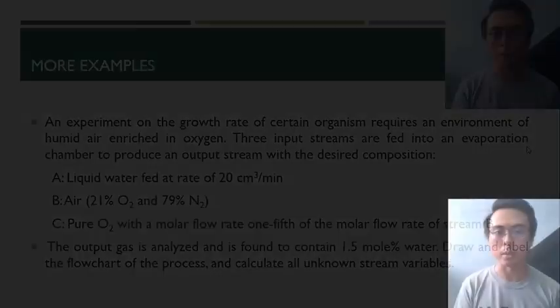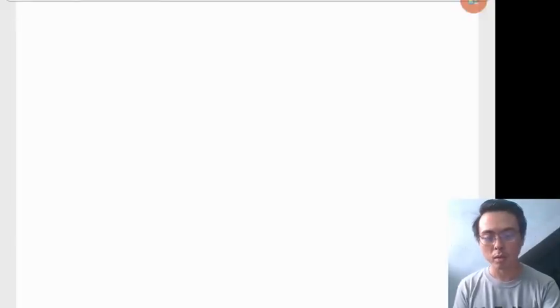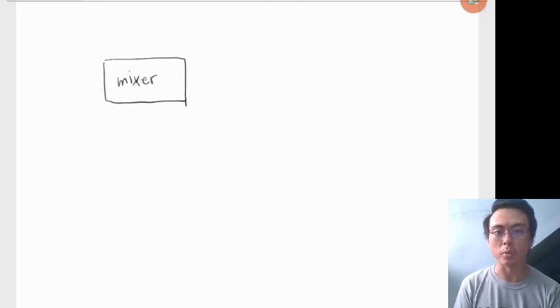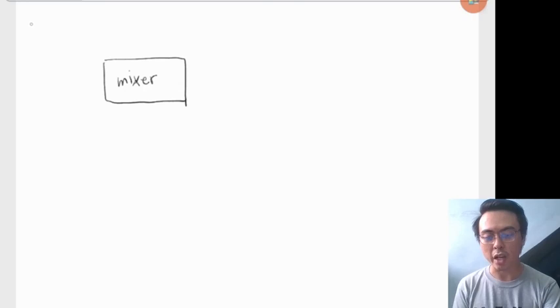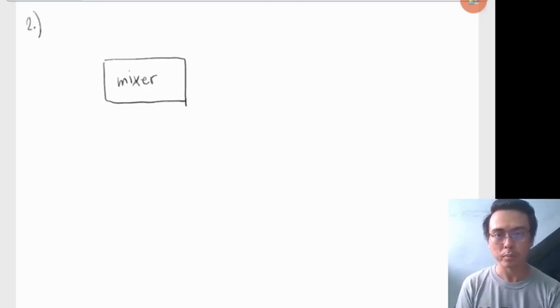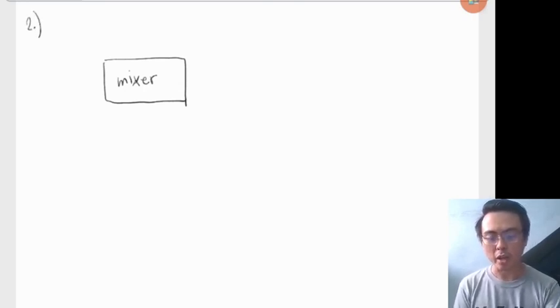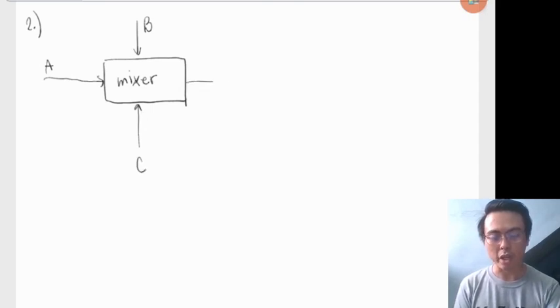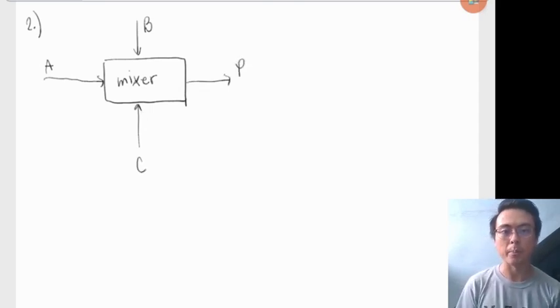So let's write the given. We have another case here of a mixer because you are simply mixing 3 streams in order for them to achieve the parameters of the output stream. So in your problem set, kindly label this as number 2. So our 3 input streams are A, B, and C. And we only have one output stream. I will be calling that P.